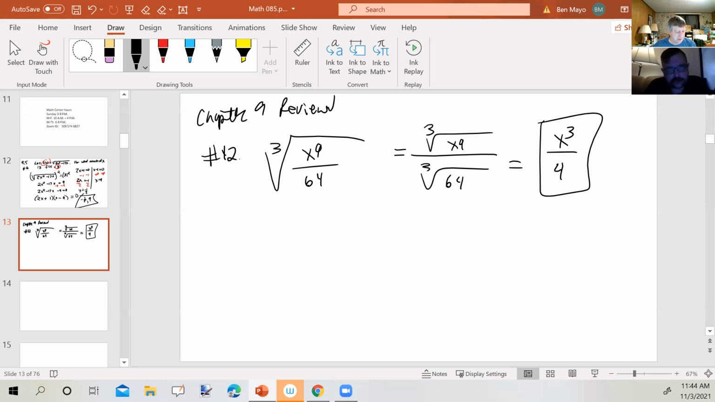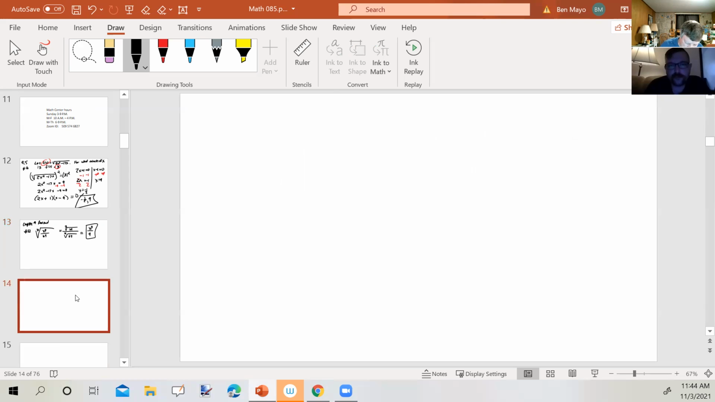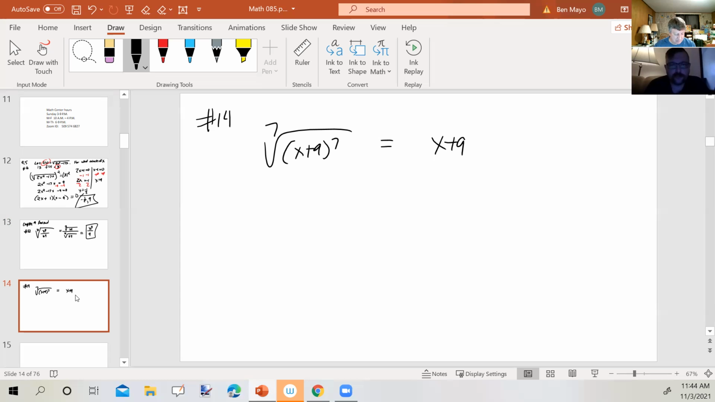All right, that takes us to number 14, still from the chapter review. Simplify the expression. Assume that the variable is unrestricted and use absolute value symbols when necessary. We're to take the 7th root of the quantity x plus 9 to the 7th power. Again, we're taking an odd root, so we don't need to worry about absolute value symbols because we can get a negative answer. The 7th root of x plus 9 to the 7th is x plus 9.